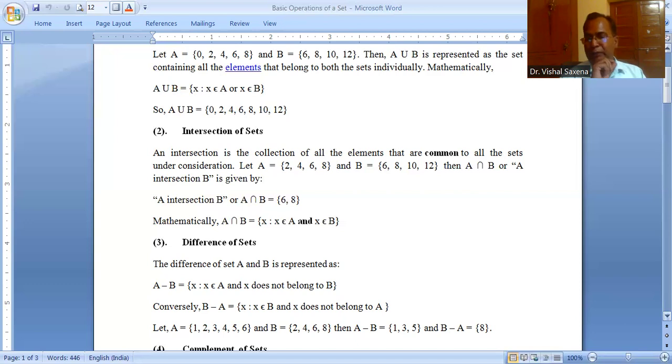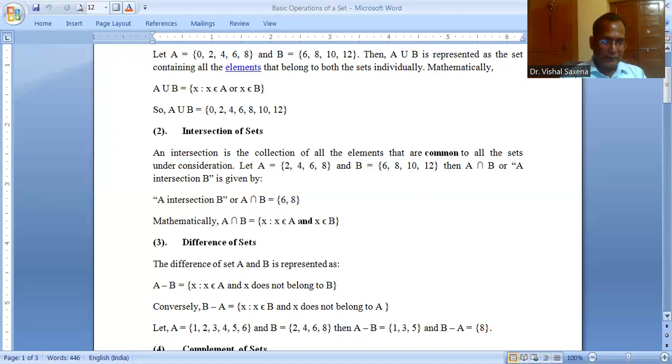Therefore A minus B is given by 1, which is in the set A but not in B, 3, which is in the set A but not in the set B, and 5, which is in the set A but not in the set B. Therefore, A minus B is equal to the set 1, 3, 5.